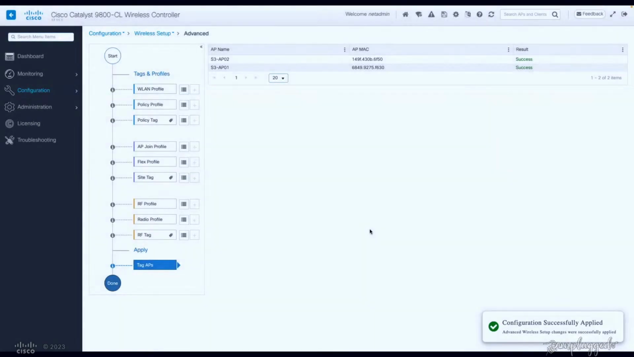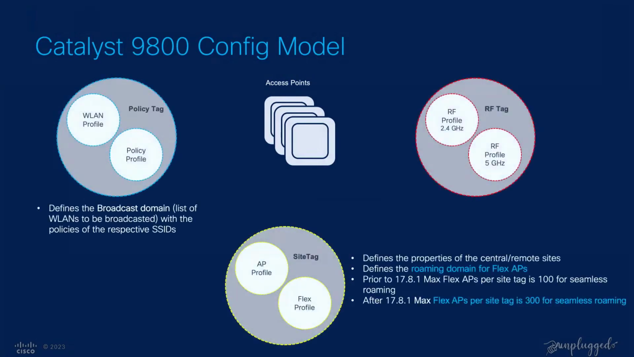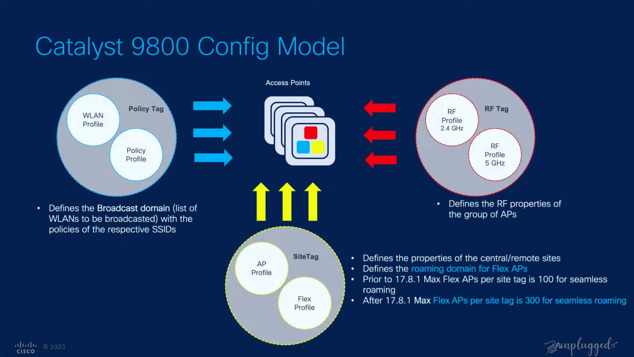So let's go back to what this really references. So this is, again, the configuration model and what the different pieces of it really relate to. And this is all how we're pushing the policy to the access points. So again, our policy tag defines our broadcast domain, basically the list of WLANs that will be advertised. And we still have the same guidelines, no more than 16 max, or no more than 8, depending on the AP. But really, we need to follow our true best practices, which we'll have as a follow-up, of no more than 4 or 5 WLANs.